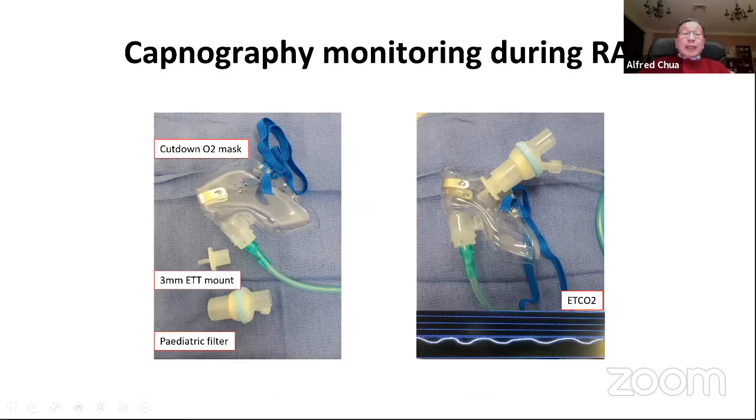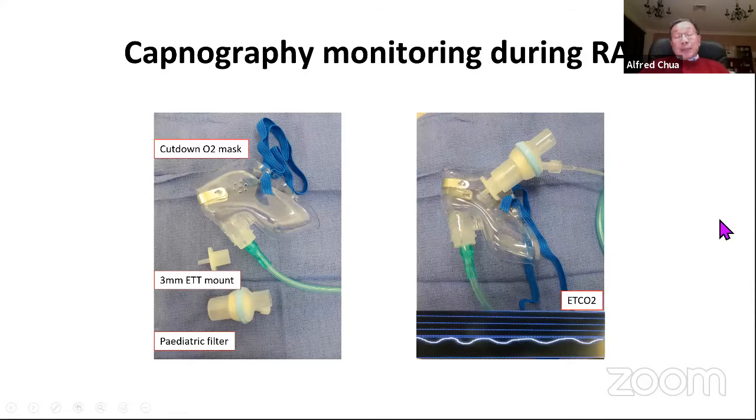For the capnography, looking at the left-hand side, if you use a 3mm endotracheal tube mount and a pediatric filter and put them together, you can gently push it through one of the holes in the side of the Hudson mask or oxygen mask. If you connect into it, it doesn't give you a perfect capnography tracing. You can see the bottom tracing on the right-hand side of the picture. It gives you an ETCO2 of roughly about 10. It will give you a pattern, but it's not perfect. It will give you some ideas.